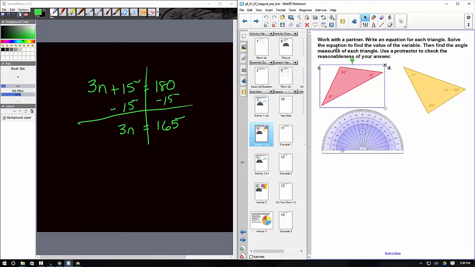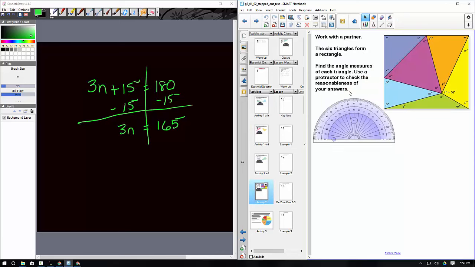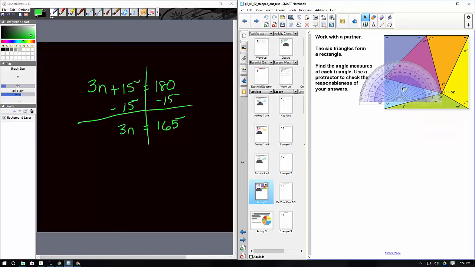And this is the same kind of concept here. This one's crazy. If you look here, it says the 6 triangles form a rectangle. Do you see it? All of them all together? Find the angle measure for each triangle. Well, we have to look here for one that we know for sure. So I'm going to start by solving this here. I have to find out at least one angle, right?